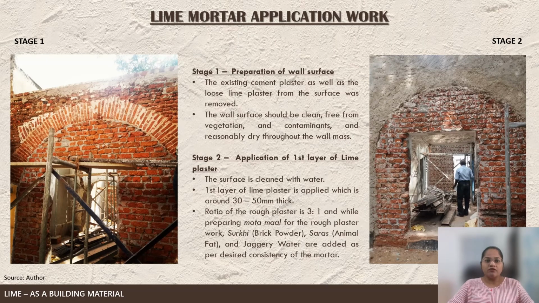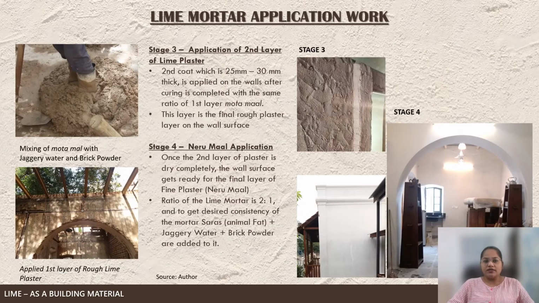The ratio of the rough plaster is 3:1, and while preparing the motamal for the rough plaster, surki is added plus jaggery water as per the desired consistency. Application of the second layer: the second coat, which is about 25 mm to 30 mm thick, is applied on the wall after curing is completed, with the same ratio as the first layer of motamal, and this is the final layer of rough plaster on the wall surfaces.